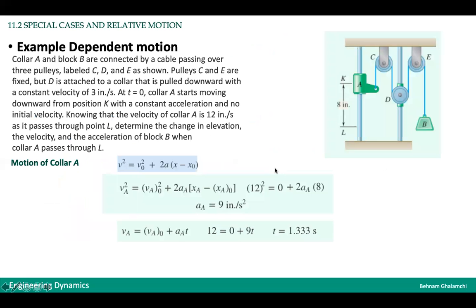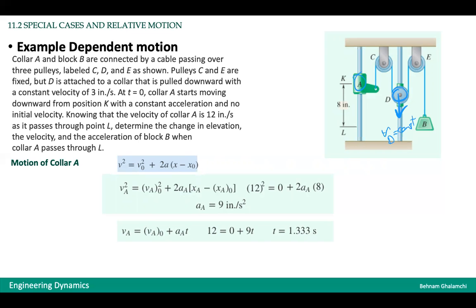Let's see the example. In this example, we have 3 pulleys. We have collar A, and we also know that this pulley here is connected to the collar D. Important information is given. It's telling us that the collar D is moving downward with a constant velocity. So the velocity of D is constant.